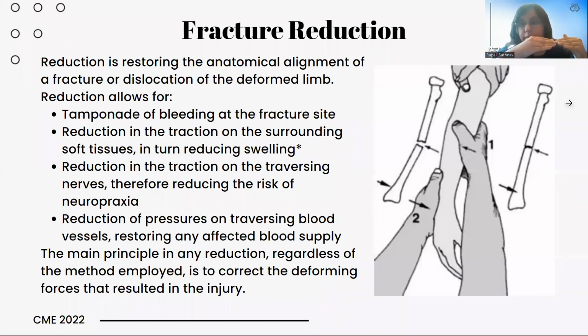So you can basically prevent vascular compromise. So around your bones, you have vessels and nerves. Every time you have a fracture, that fractured part might damage the vasculature and the nerve surrounding it. If you put it back in anatomical position, that is not going to happen. What it does is it tamponades the bleeding. So it's going to stop the bleeding because again, you've put it back into its normal position. It's going to reduce the traction on the surrounding soft tissue and reduce the swelling. It's going to reduce interaction on the traversing nerves. So it's going to reduce the risk of neuropraxia, that is damage to your nerves. And it will reduce the pressure on the blood vessels. So it will help you prevent any compromise to the blood supply.